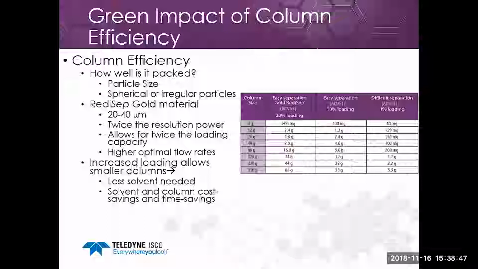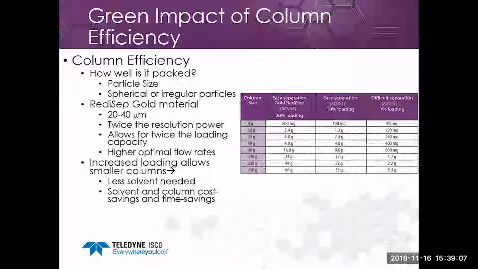And next to that column there, if we have a gold column, we have easy separation. We can load up to 20% on a gold column if the separation is easy. That same easy separation on a regular ReadySep column, we don't recommend going more than 10% loading on that. So you can double the loading on the ReadySep Gold column.